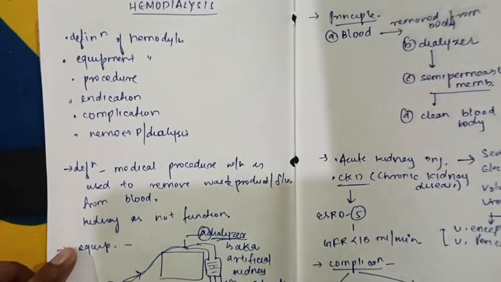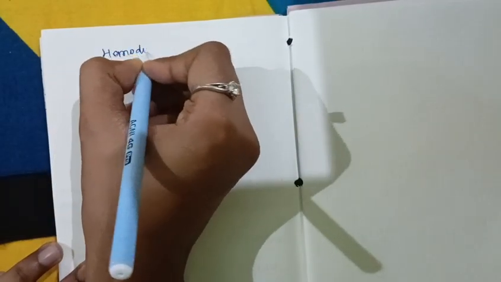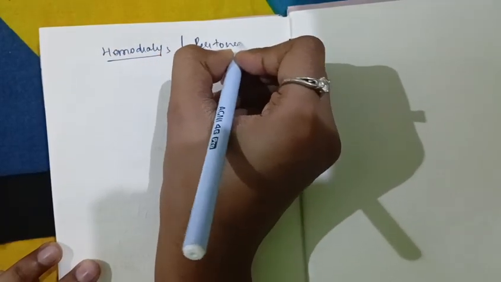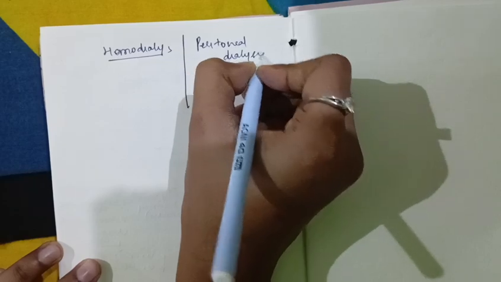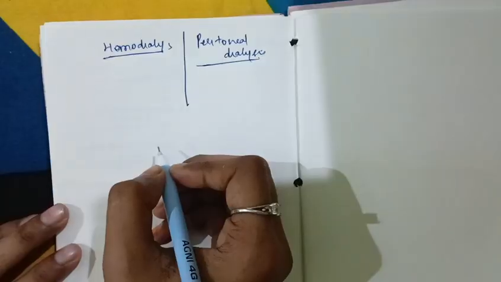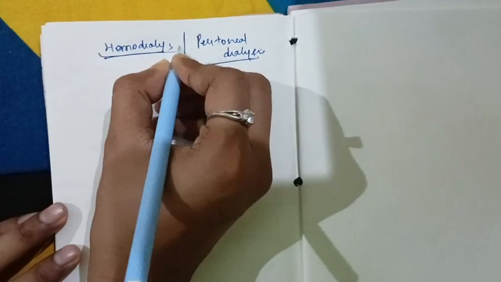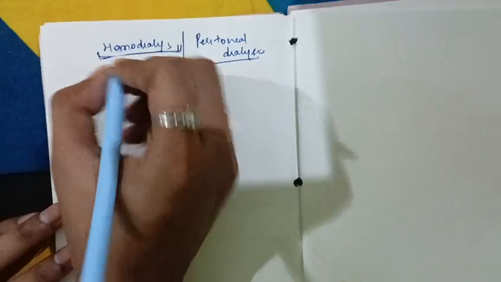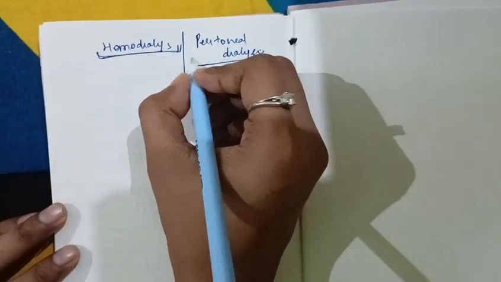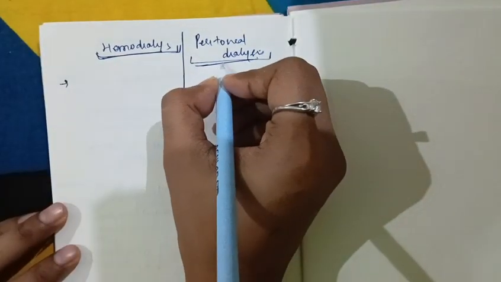Now the last topic is how to differentiate between hemodialysis and peritoneal dialysis. Basically, hemodialysis is more commonly done than peritoneal dialysis. In tertiary care centers and hospitals, hemodialysis is the most common one used. Peritoneal dialysis is mostly done at home, and it is the last option to be done.